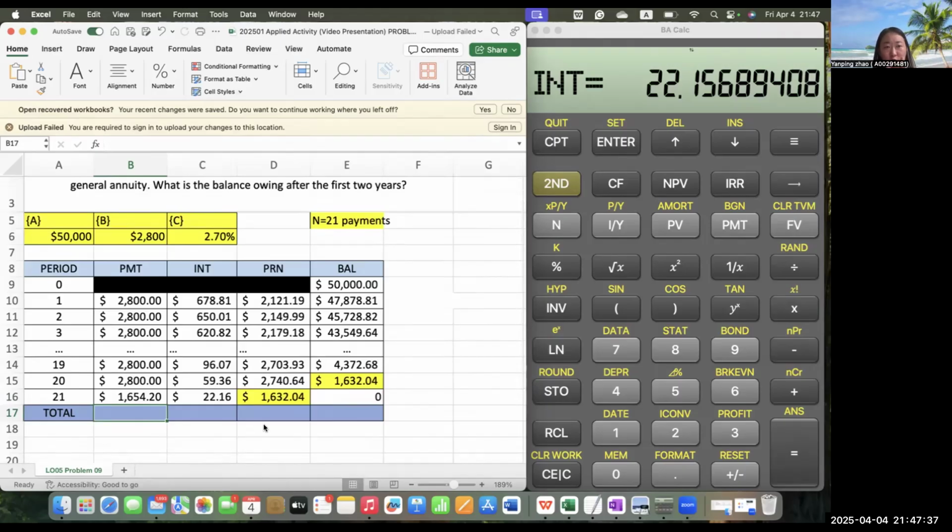Our loan amount was 50,000. It means that our principal repayment must be 50,000. Any difference between these numbers means you are paying too much or not enough. And for the total balance, there's nothing here because it doesn't make any sense.